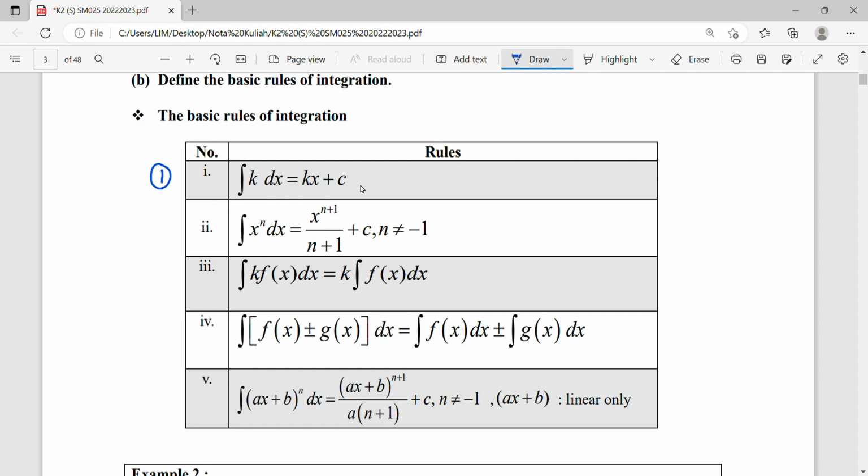So formula yang kedua, bila kamu nak integrate x. Okay, so your x must be written in power. You must know what your x power is. So how to do this? Power tambah 1 over power baru. So the rule here, formula number 2, is for individual x. So x saja, power tambah 1, and then bahagi dengan power baru. So this is your rule number 2 for the individual x.